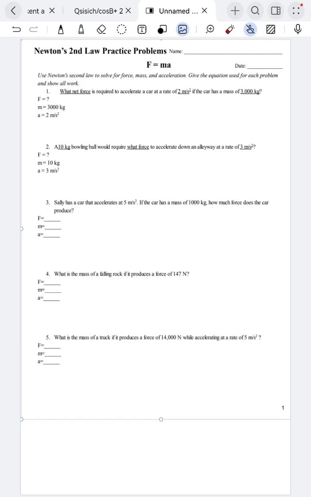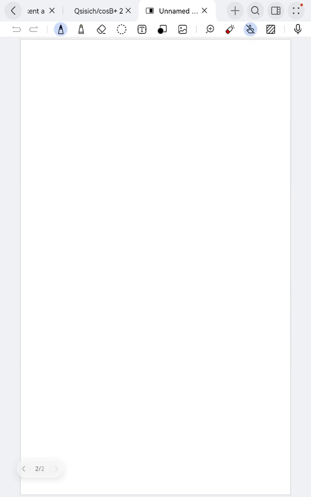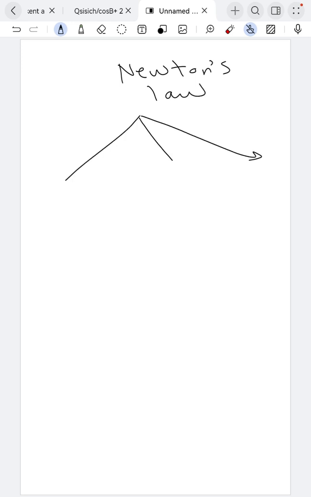Hello, today we'll talk about physics. Mainly we'll talk about Newton's law. Generally we have three Newton's laws, and also there is a law for gravitation. So Newton's law is generally classified into three laws, plus the gravitational law.